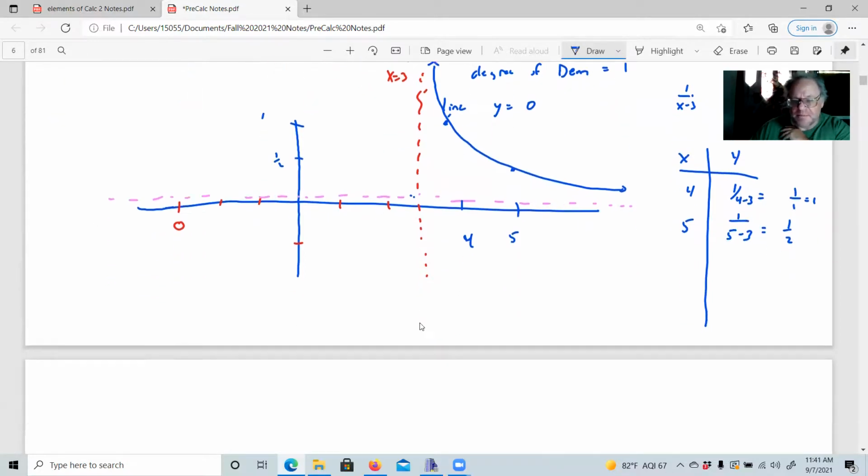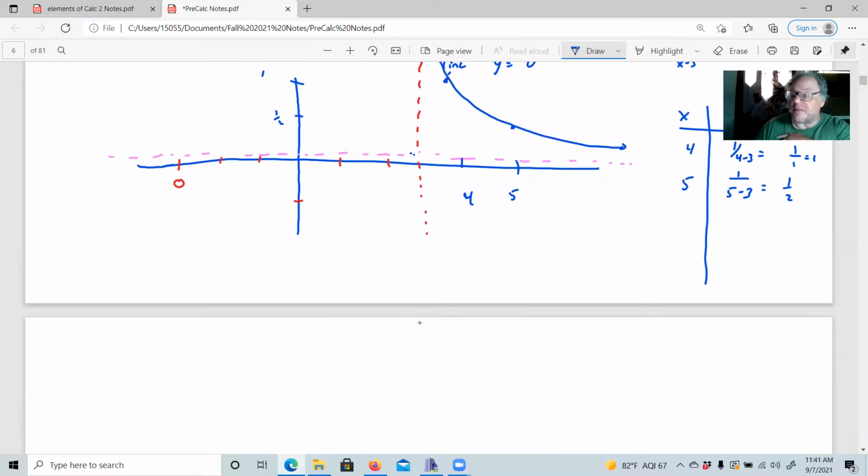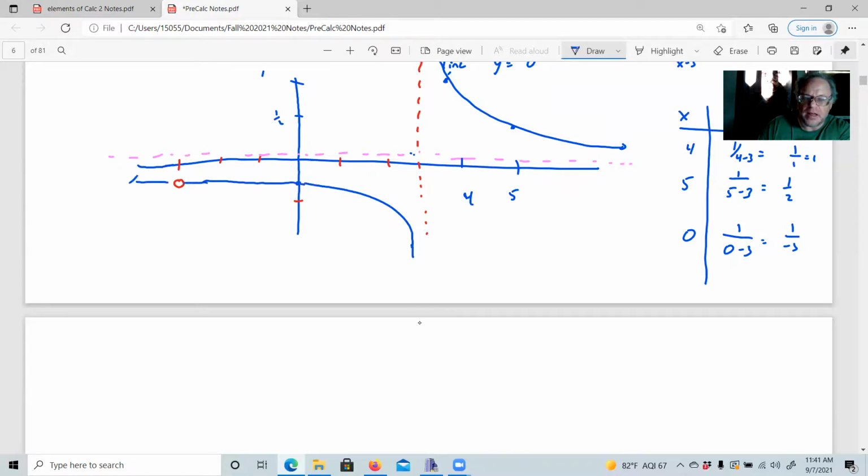Now what about the other side? Pick your favorite number that's smaller than 3. 0. 0 is my favorite smaller. Okay? So this is 1 over 0 minus 3, which is 1 over negative 3. So we have negative a third. So that's twice as big as that. And could you have picked other points? Absolutely. Could you have picked 3 or 4, 5 points? Yeah, absolutely. So we're going to have another thing. And there we go.